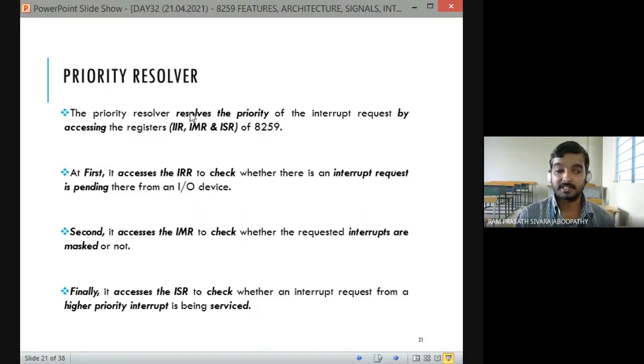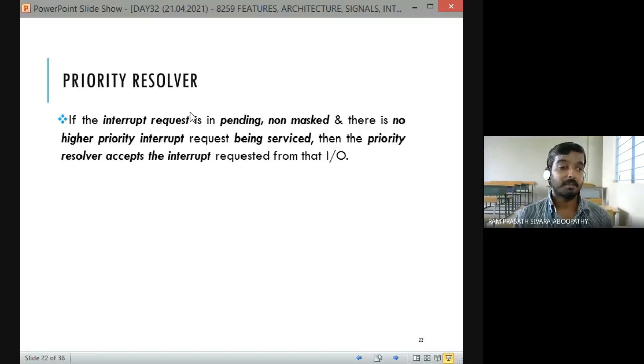Okay, next slide la ஒரு எக்ஸாம்பிள் நான் கொடுத்திருக்கேன். இந்த எக்ஸாம்பிள் பார்க்கலாம். Okay, அடுத்த ஸ்லைட்ல வருது. If the interrupt request is in pending, non-masked and there is no high priority interrupt request being serviced, then priority resolver accept that particular interrupt.